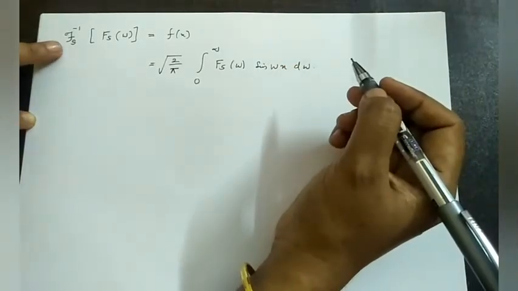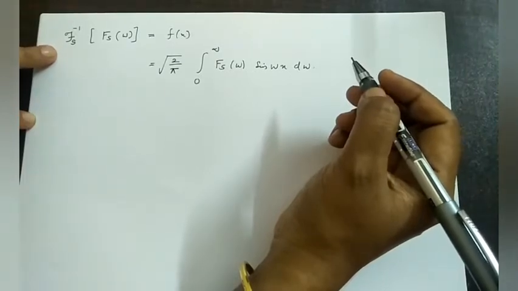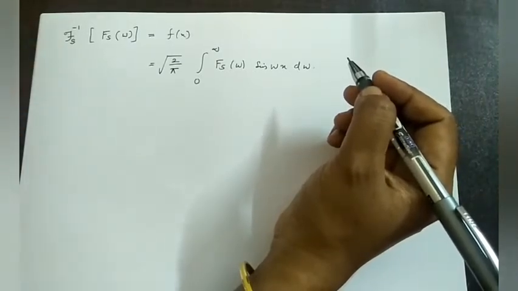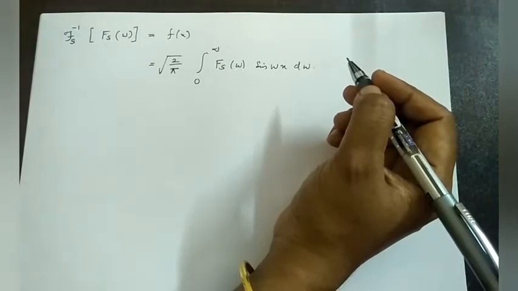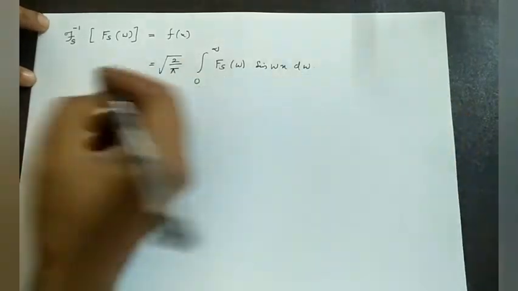Therefore, the inverse Fourier sine transform of fs omega is equal to f of x, which is equal to root 2 by pi integral from 0 to infinity fs omega sine omega x, sorry, sine omega x d omega. Now using these formulas we can do some problems.